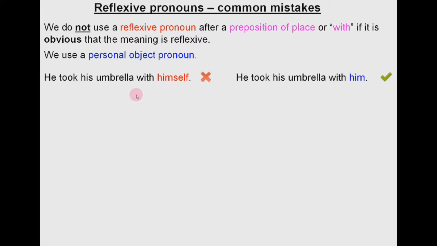So we do not need to specify that it is reflexive, because the context of the sentence tells us that it is reflexive. So in this instance, with the word with or another preposition of place, we use a personal object pronoun, with him.